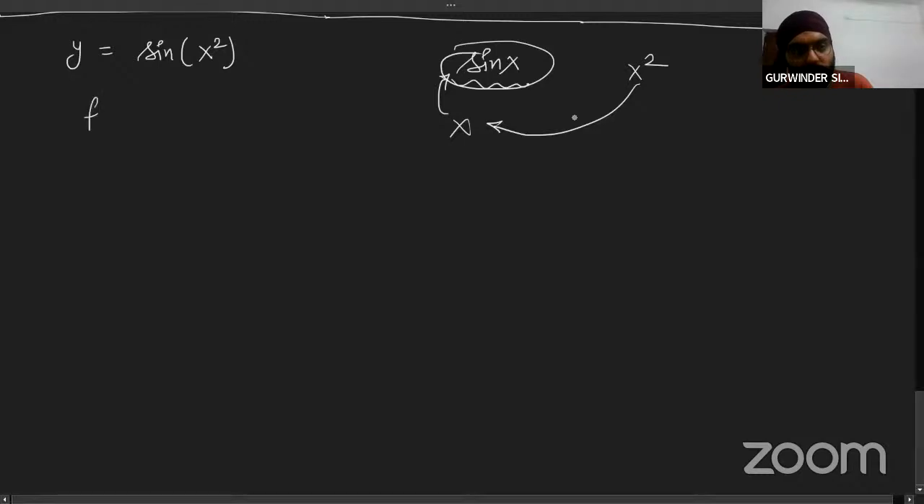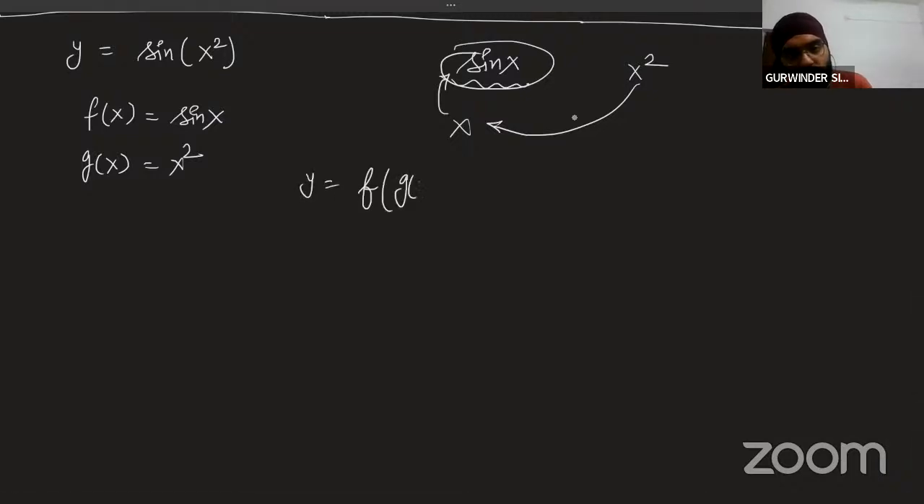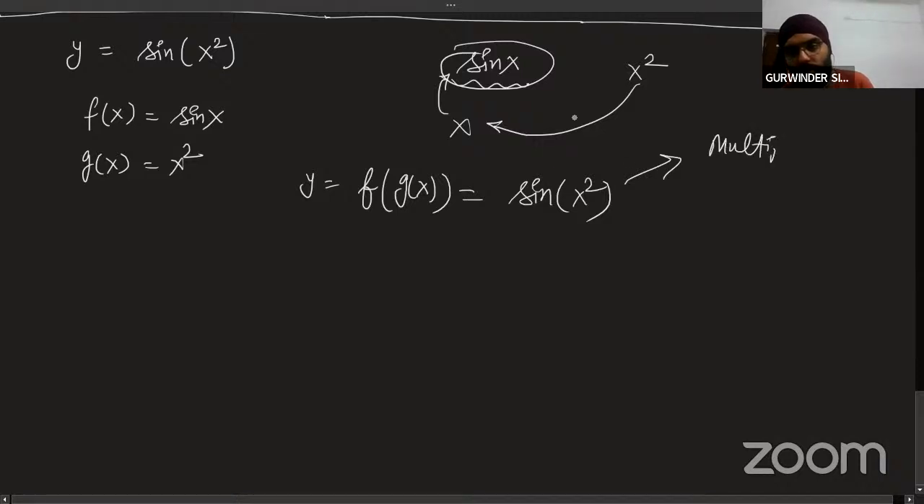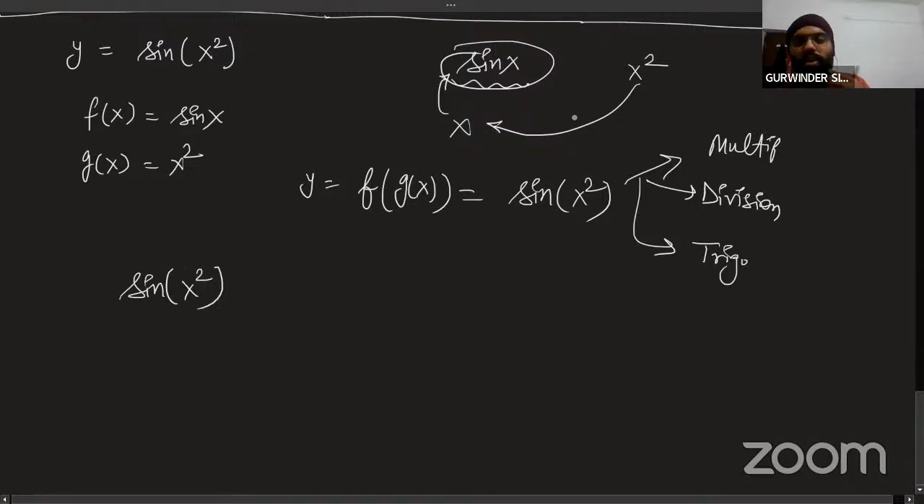We have a function f of x that is sine x. We have another function g of x that is x square. And instead of this x, we are putting this function. So it is turning out to be something like f of g of x. You can see it is neither multiplication nor division. You can't directly substitute trigonometry also, because there is no trigonometric formula for sine x squared.